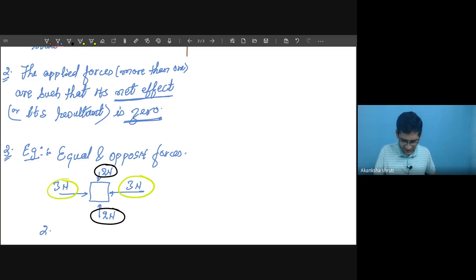So, write this point: the forces cancel each other.